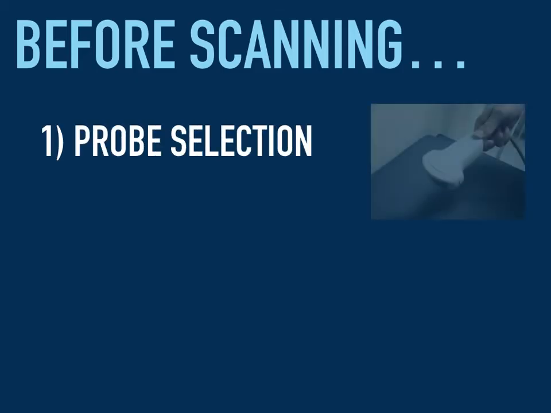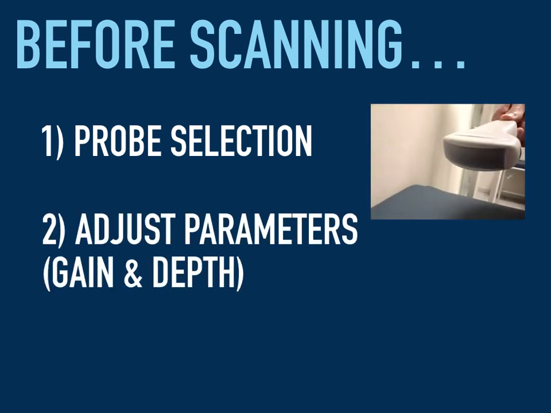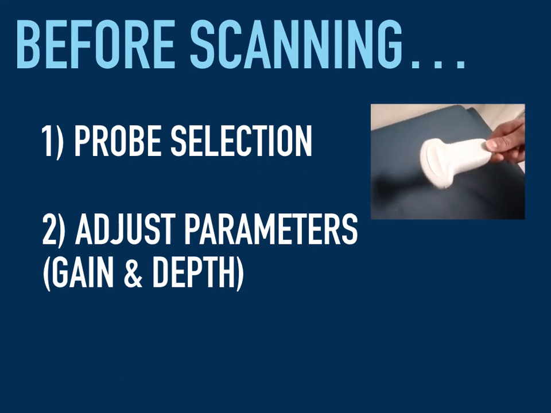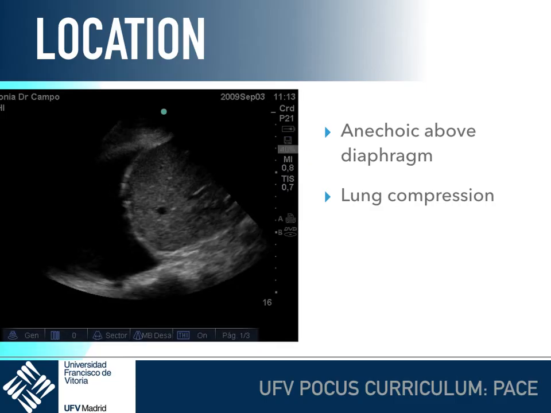So before scanning, we need to select the probe, which is the curvilinear, as always. The parameters, gain and depth. Keep in mind, if you are evaluating just small amounts of fluid, we need to decrease the gain to evaluate first and best the free fluid, the pleural effusion. And use the anatomical landmarks we know to see where the fluid is located, and even if you are evaluating a small amount of fluid, it should be located above the diaphragm.